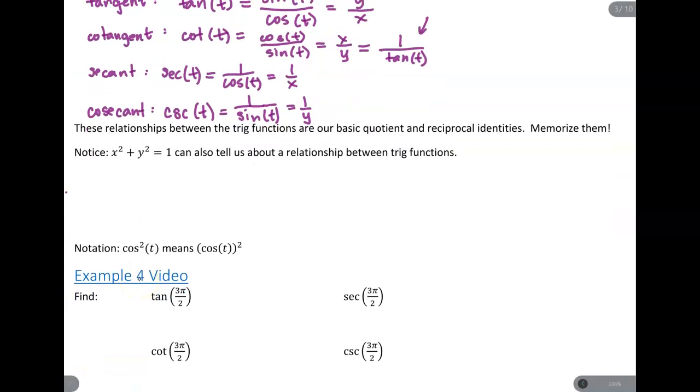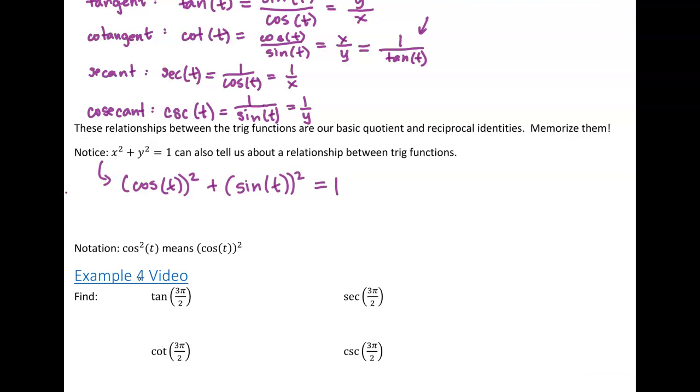And I want to throw in one more identity before I wrap this video up. We mentioned earlier that we still have the x squared plus y squared equals 1 relationship when we're on the unit circle. And now that we've defined the relationships between x and y and sine and cosine, we can actually rewrite that in terms of trig functions. So if x really is the same as cosine of t, and y is really the same as sine of t, then we can fill those into the formula.